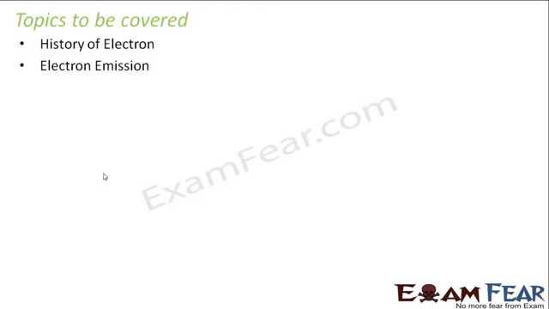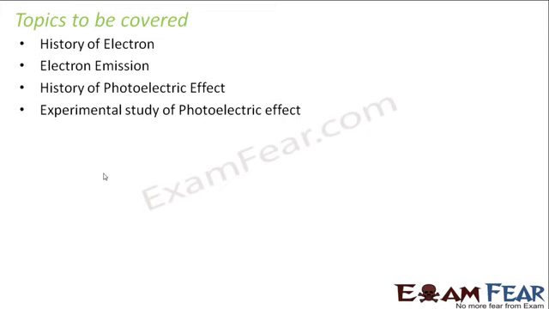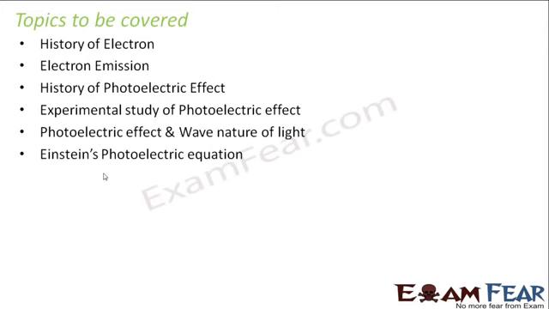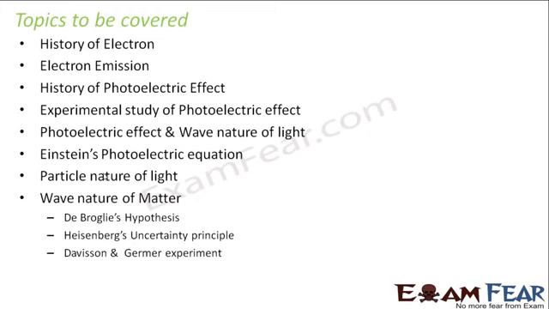Topics to be covered in this lesson are history of electron, electron emission, history of photoelectric effect, experimental study of photoelectric effect, photoelectric effect and wave nature of light, Einstein's photoelectric equation, particle nature of light, and wave nature of matter, which would include de Broglie's hypothesis, Heisenberg's uncertainty principle, and Davisson and Germer experiment.